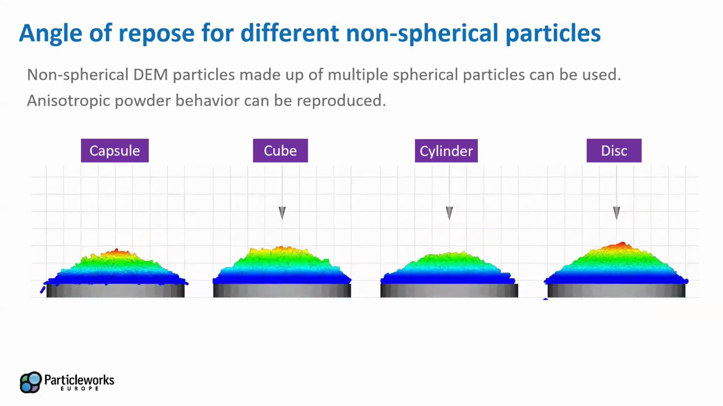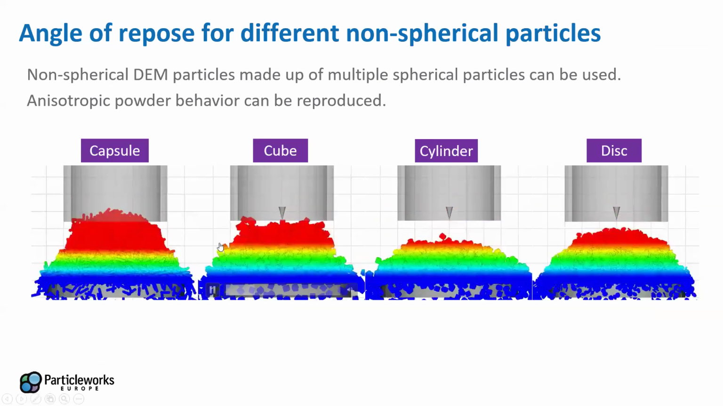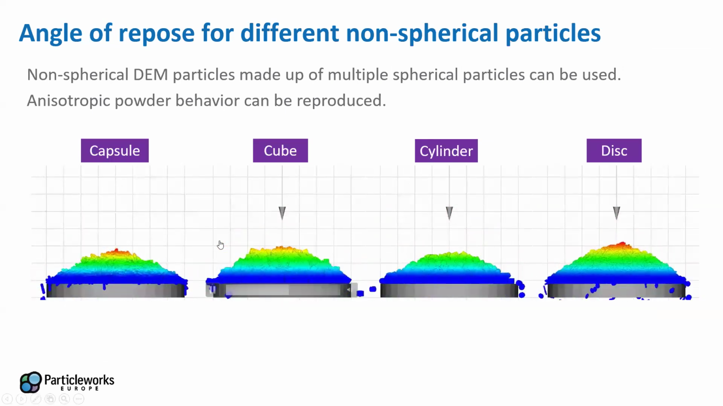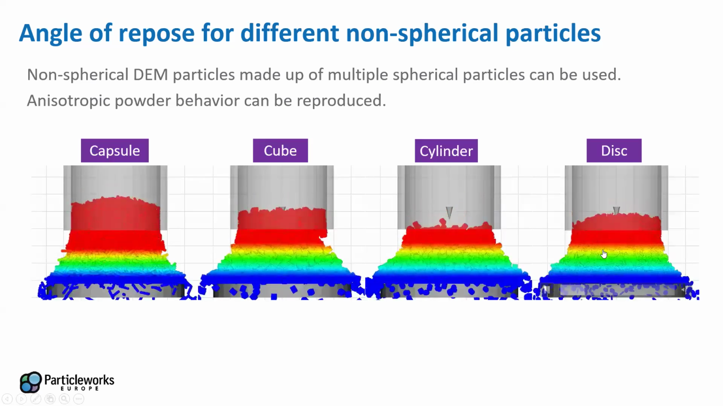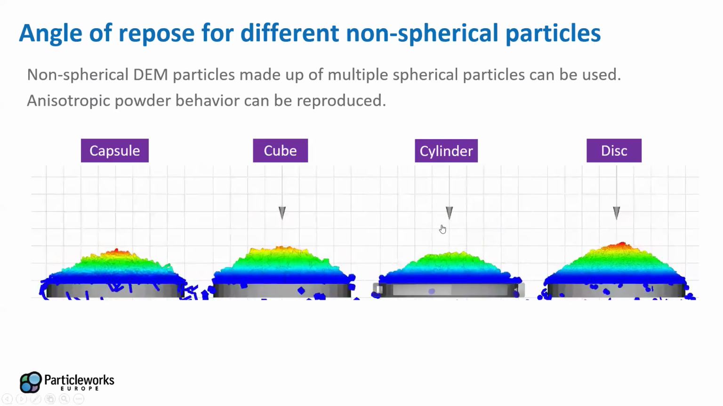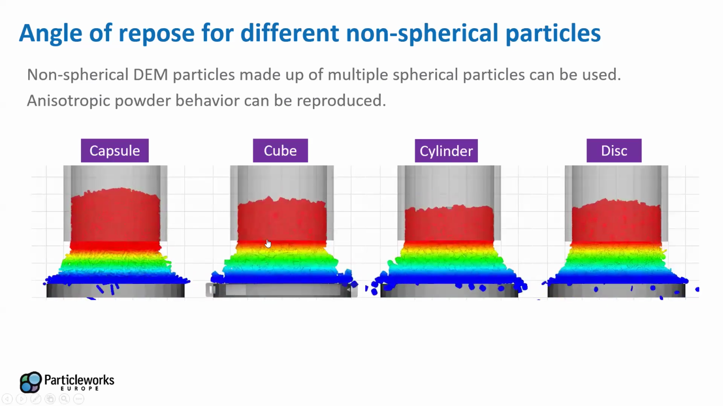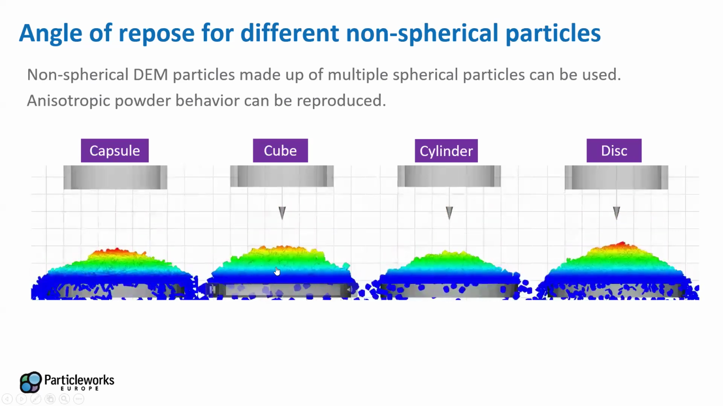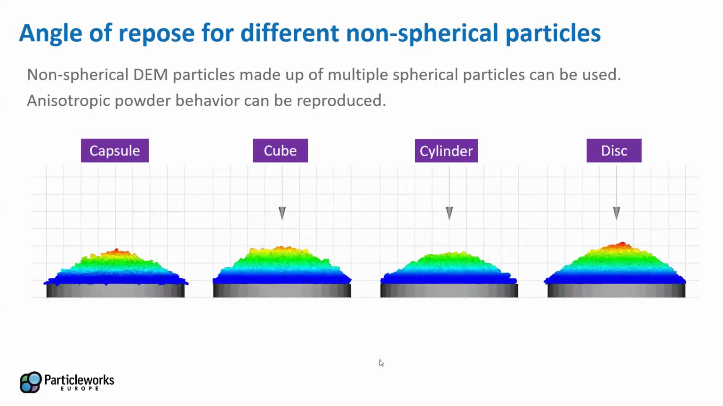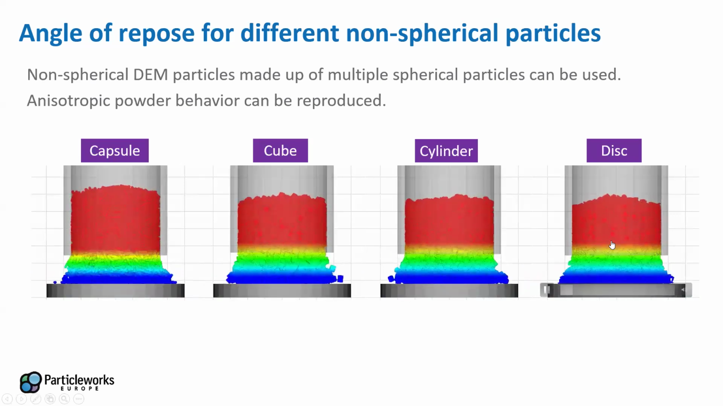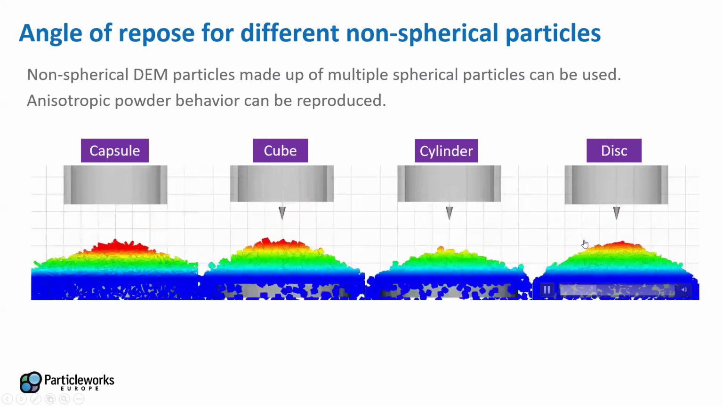The angle of repose is influenced, of course, by the shape of the particles themselves, because of the different interaction and exclusion we have. So we can clearly see here the height of this cylinder at the end of the simulation that differs based on the geometry.